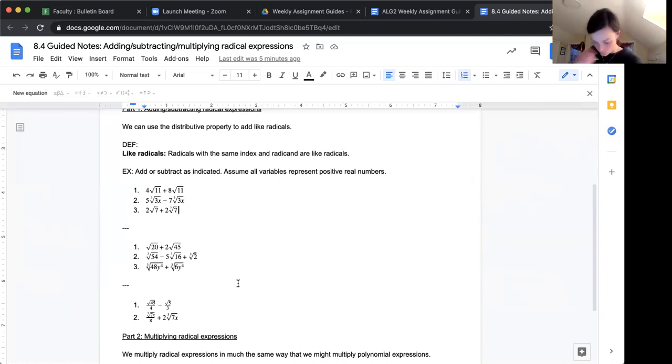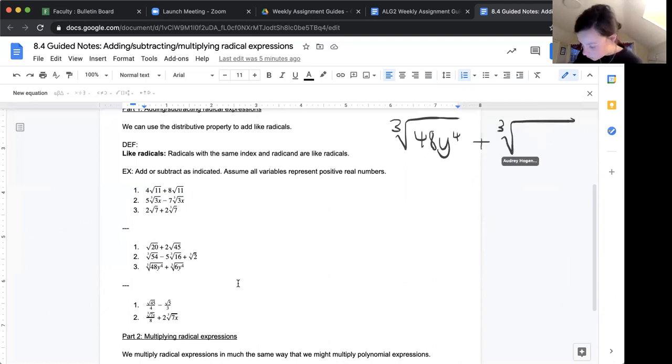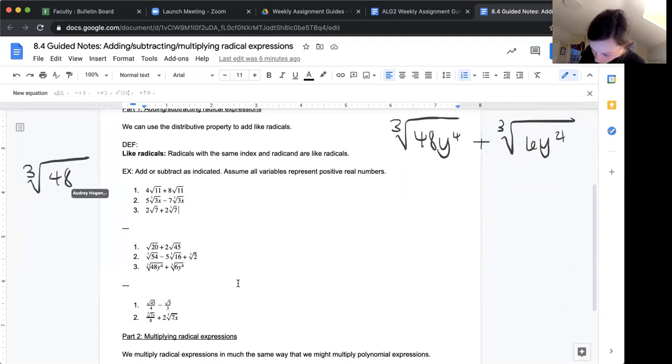And then the last example we have is the cube root of 48y to the 4th plus the cube root of 6y to the 4th. So again, I want to break up these radicals so I get perfect cubes. So the cube root of 48y to the 4th. First I'm going to think about this in terms of numbers. The largest perfect cube that divides into 48 is going to be 8, I believe. So that's going to be the cube root of 8 times 6.